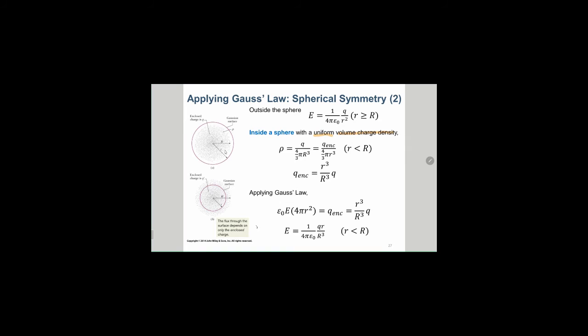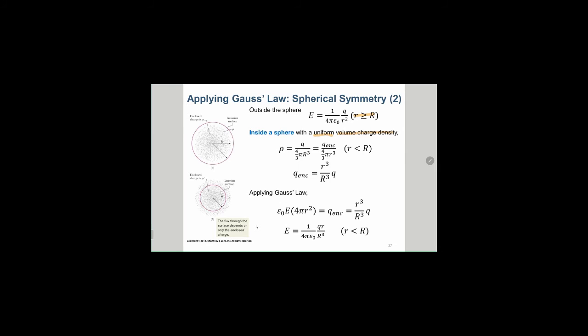So for outside, it is nothing special. For the outside case, when you define the Gaussian surface outside the sphere, the charge enclosed is the total charge Q. So applying Gauss's law for this Gaussian surface, you will end up with a similar expression: E equals 1 over 4 pi epsilon naught times Q over r squared, when small r is larger than or equal to capital R.